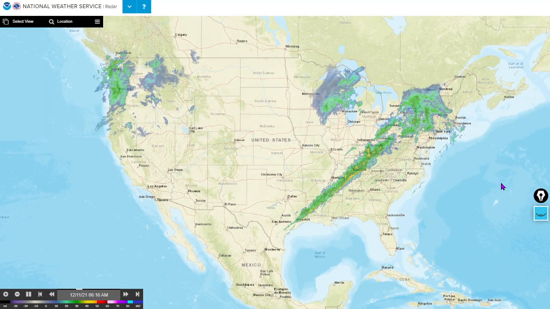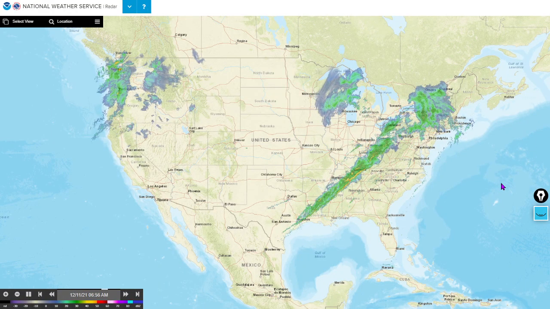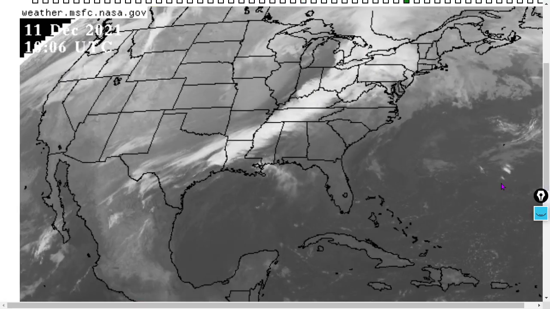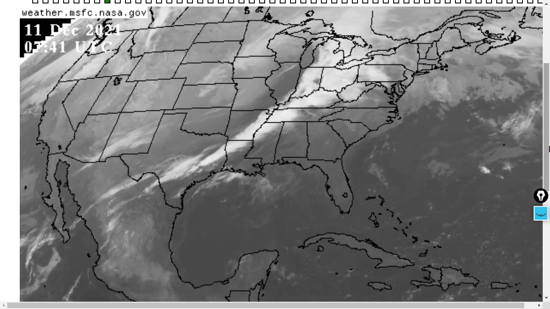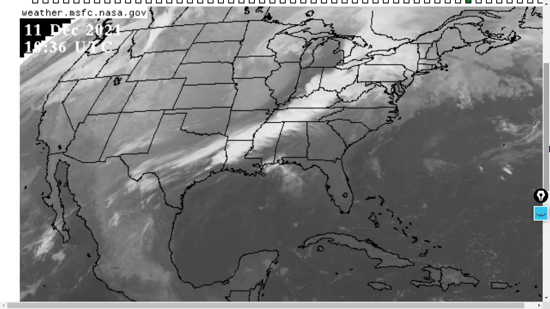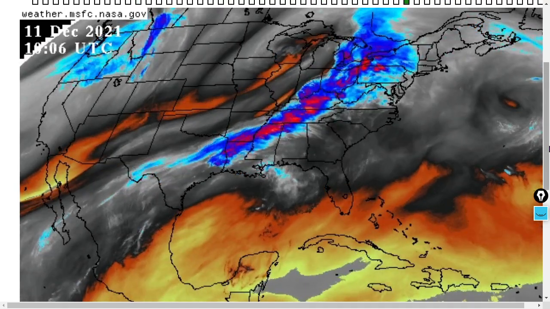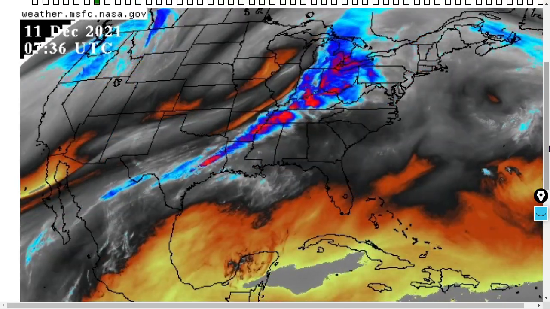And here's a recap. The U.S. Doppler radar. That's radar.weather.gov. Here's the cloud layer. And if you're in the line of those storms, beware. They are still looking pretty strong.